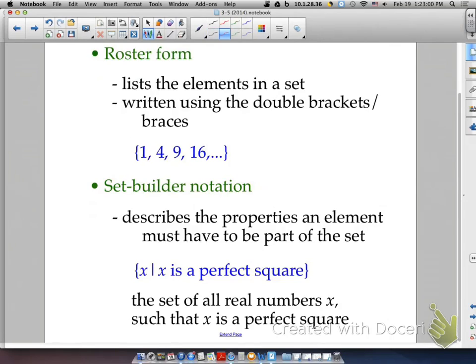Right? What is the variable? x. And it includes all real number values. And what is the condition? The condition is that x must be a perfect square. Right?